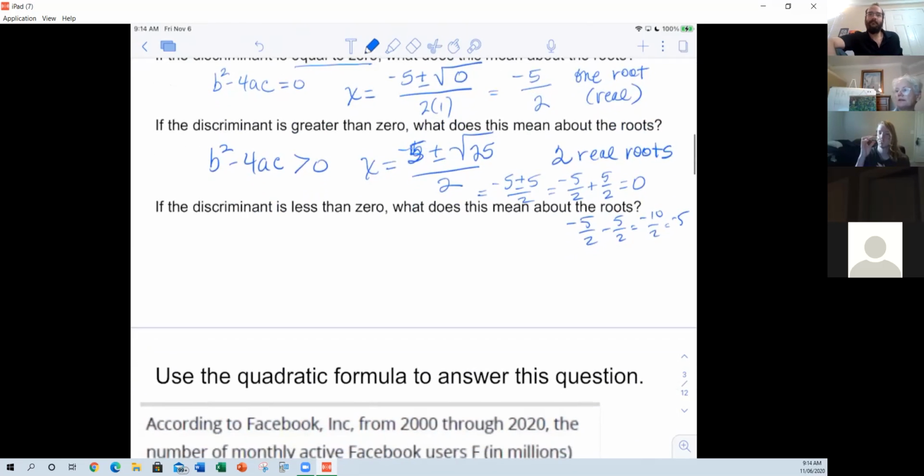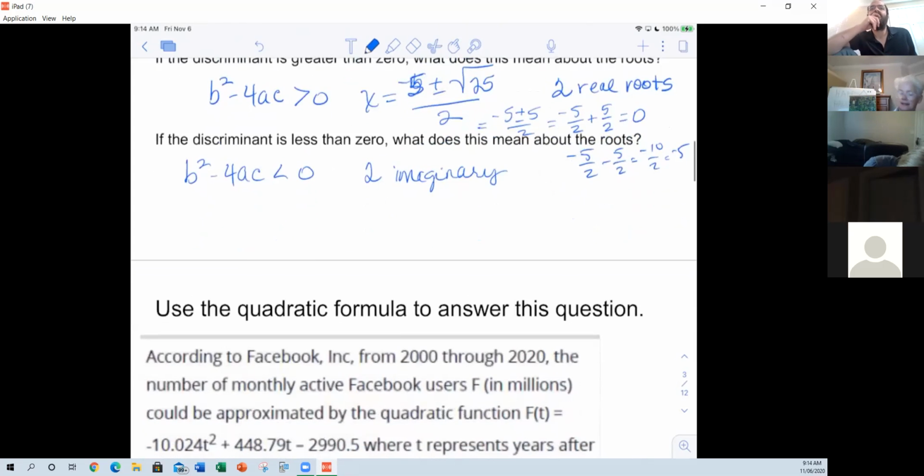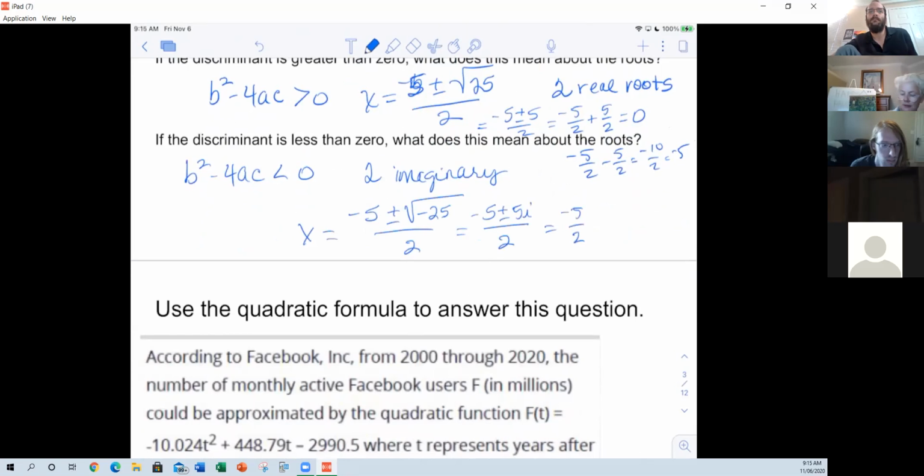All right, and then finally, if the discriminant is less than 0, what does that tell us about the roots? It has 2 imaginary ones. 2 imaginary, right. Because let's say you had x equals -5 plus or minus the square root of -25, over 2. Then that would be -5 plus or minus 5i over 2, which is just -5 over 2 plus 5i over 2 and -5 over 2 minus 5i over 2. So that would be 2 imaginary, no real.